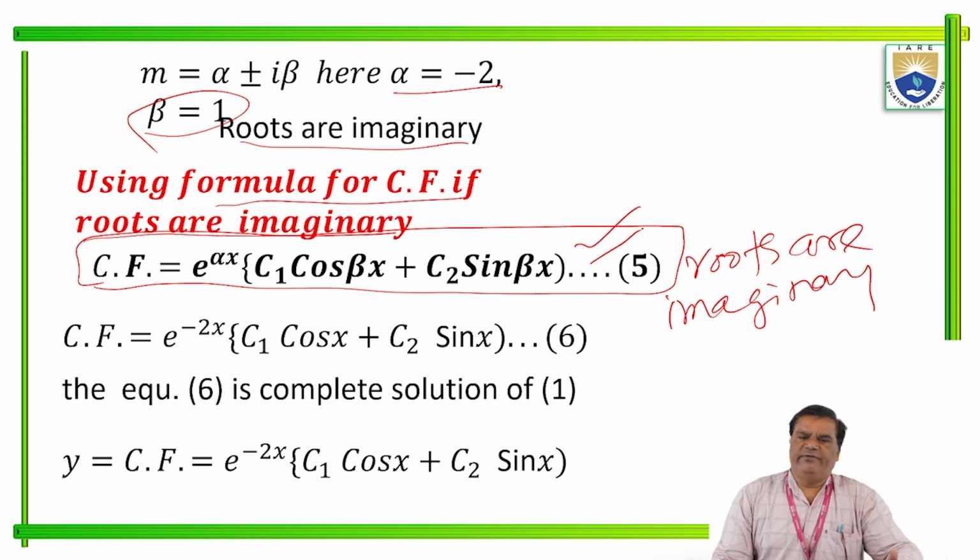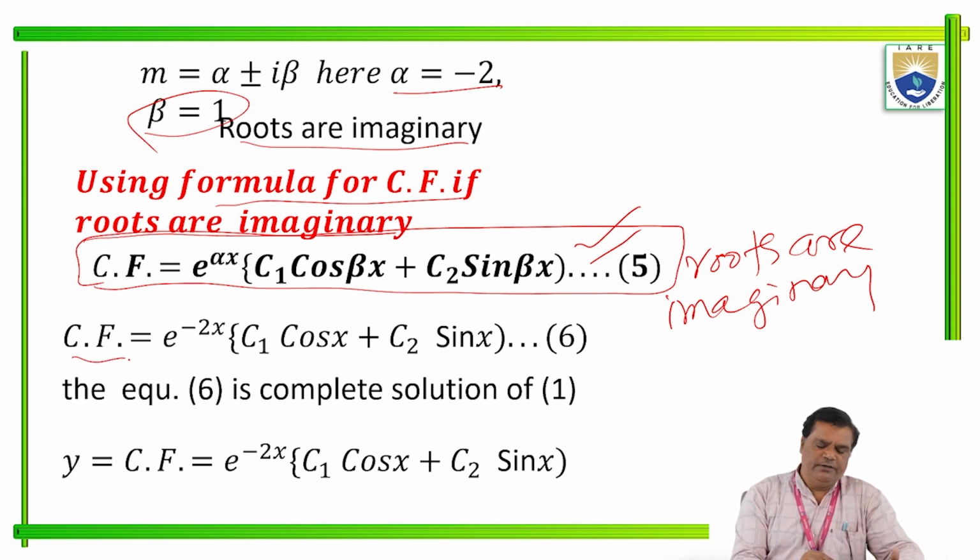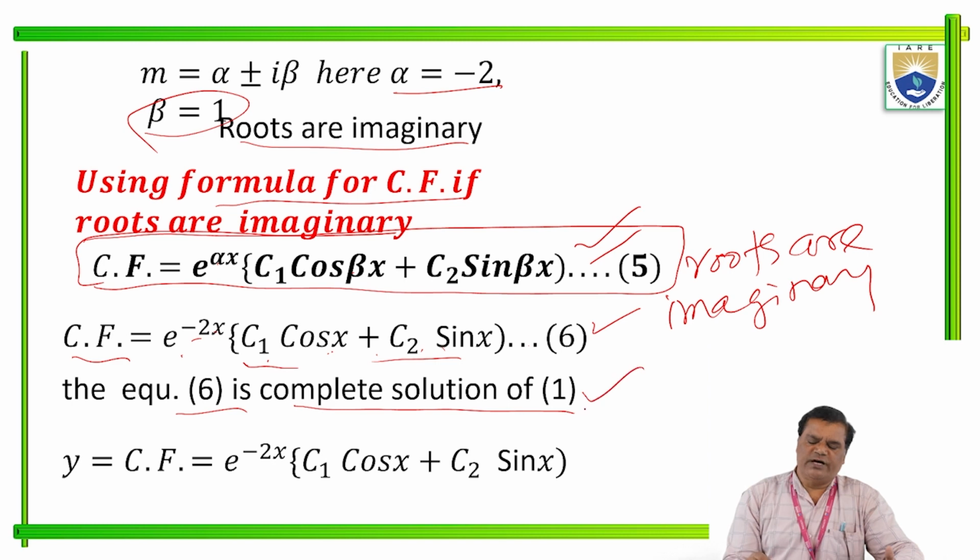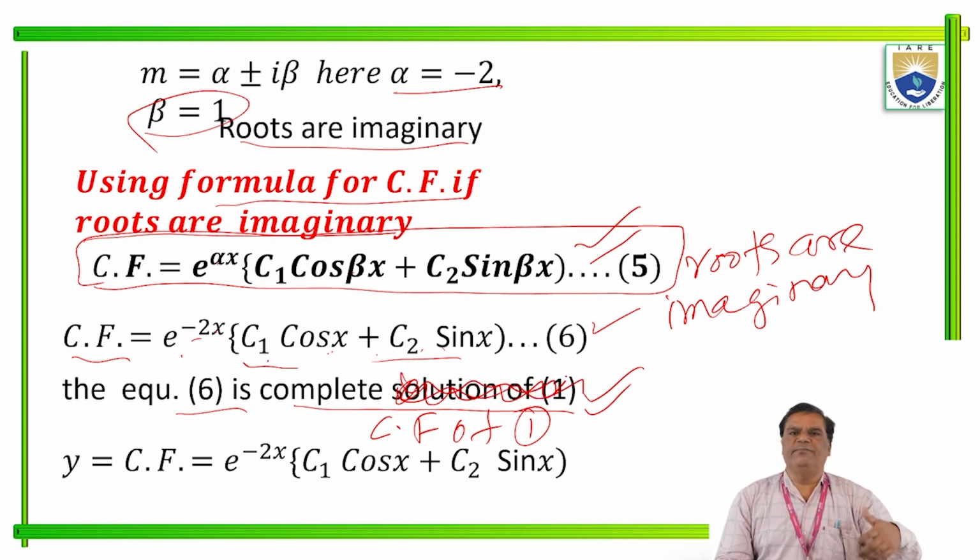Putting the values of alpha and beta, we get the complementary function: e to the power minus 2x, C1 cos x plus C2 sin x. Here beta is 1 and alpha is minus 2. Here C1 and C2 are two arbitrary constants. This is the complete CF of 1, not the solution of 1. This is the complete complementary function.